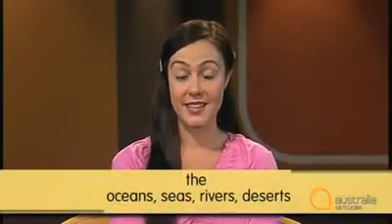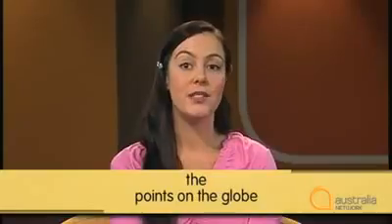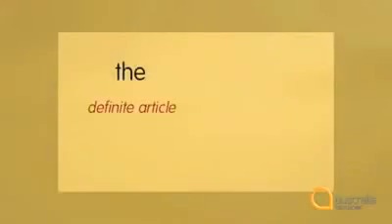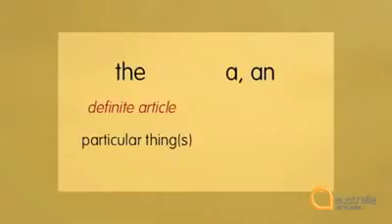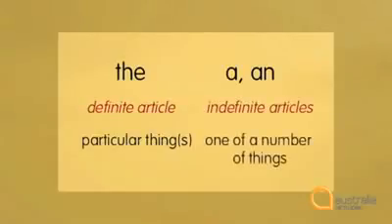And here's another rule. We use the with oceans, seas, rivers, and deserts. We say the Indian Ocean, the Yangtze River, the Gobi Desert. We also use the for points on the globe, the equator, the Tropic of Capricorn, the North Pole. Choosing the right article can be very confusing, but if you follow the general rule that you use the definite article, the, to refer to a particular thing or things, and a and an, indefinite articles, to refer to one of a number of things, you shouldn't go too wrong.